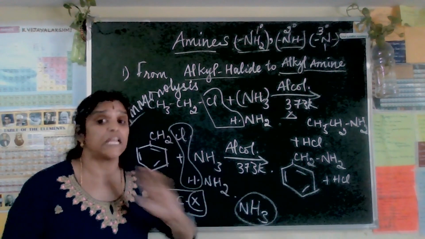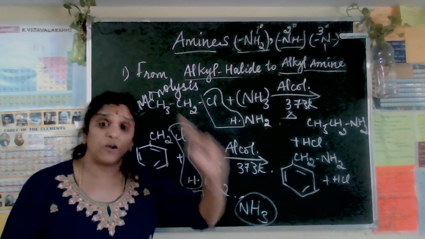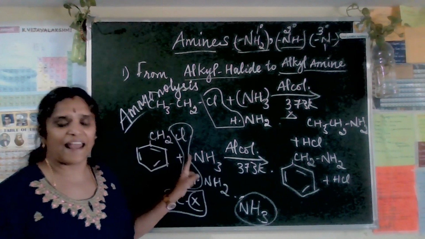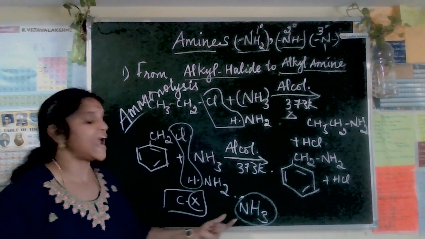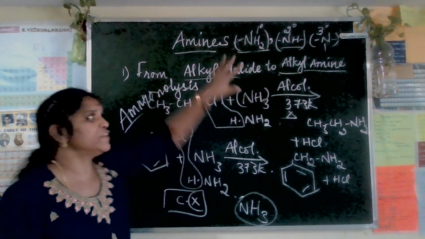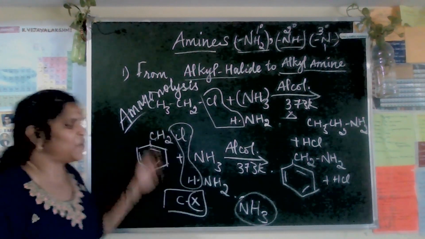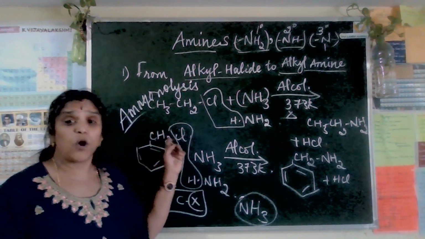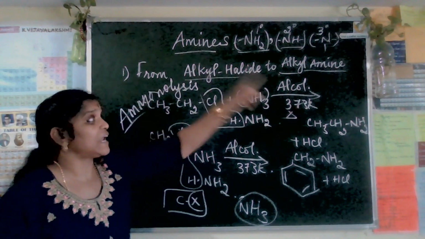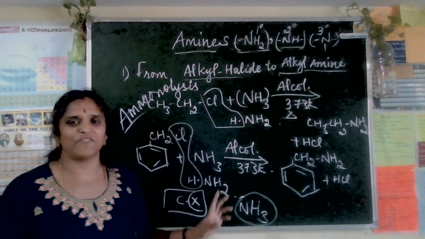Ammonia acts as a nucleophile. Why? Because ammonia has a lone pair of electrons. So the lone pair of electrons acts as a nucleophile to attack the halide, to remove the halide ion, and NH2 is going to attach. Hope you're clear with this ammonolysis, and one more point we are going to note down: ammonolysis, that is, how do we get alkyl amine from alkyl halide. Hope these two points you have got.